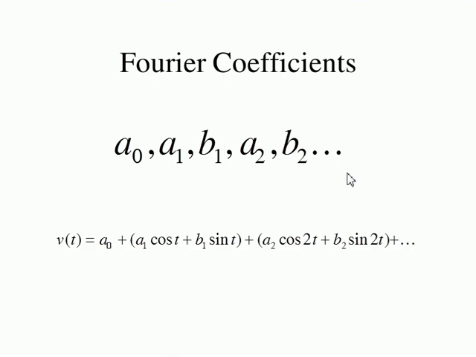So we establish through analysis the Fourier coefficients, and then those Fourier coefficients through constructive synthesis can be used to reconstruct the original signal. The original signal is on the left, that's V of t. The Fourier coefficients A0 through AN and B1 through BN, these are on the right. And then you just use different frequencies for sine and cosine in order to be able to get the reconstructed voltage as a function of time.